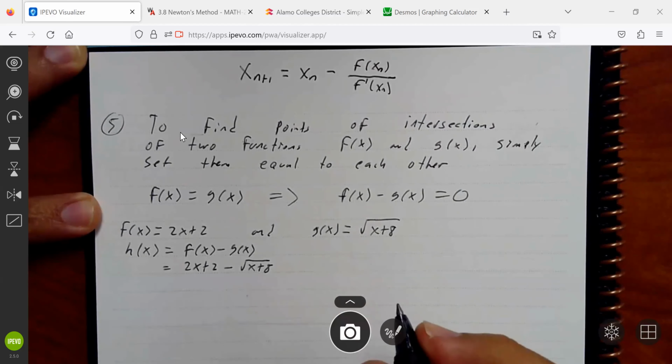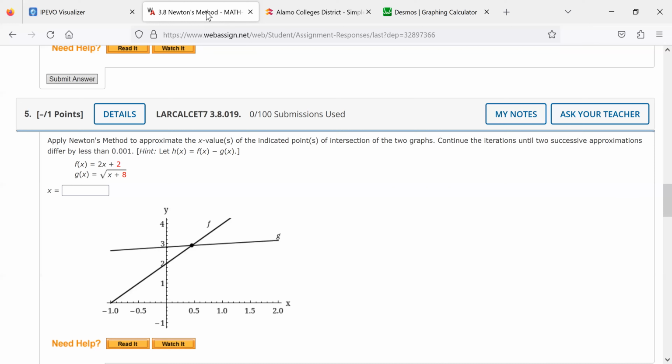So they told us to use what? Points. Oh, they didn't tell us. Okay, well, let's try number... continue the iterations until two successive approximations are less than 0.001. So you may have to do it a couple of times. Hopefully not more than 2. We can see the intersection, right? It's right there.